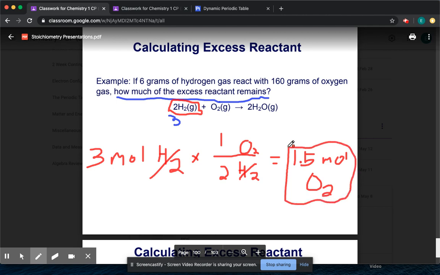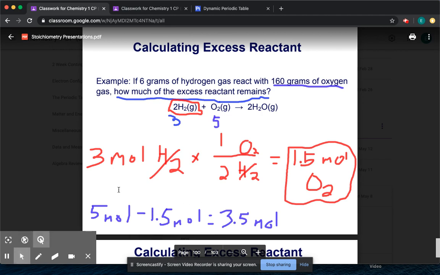We're going to use up that much. But how much oxygen do we have? We have 5 moles of oxygen. That came from here: 160 divided by 32, you get 5. So now I'll put the 5 back. We have 5 moles of oxygen. We only use up 1.5. So then at the end, we're going to have 3.5 moles of oxygen. This is how much excess we will have at the end. If everything goes perfectly, that's how much oxygen we're going to have.